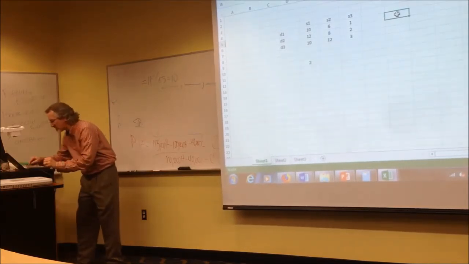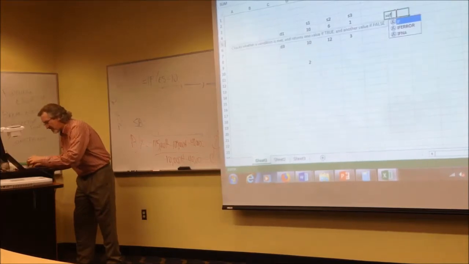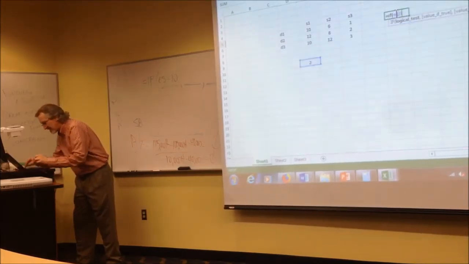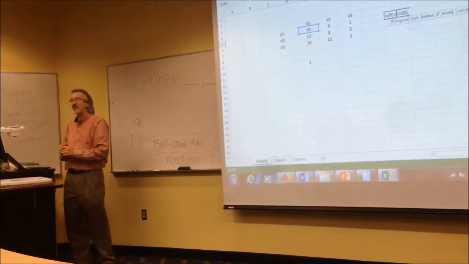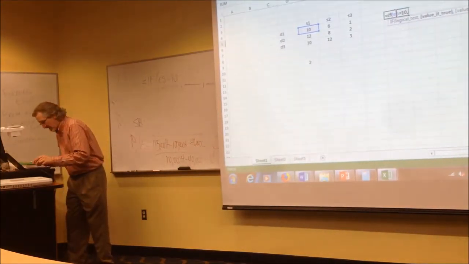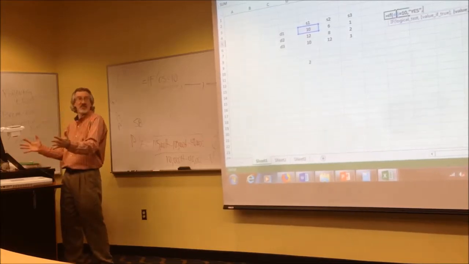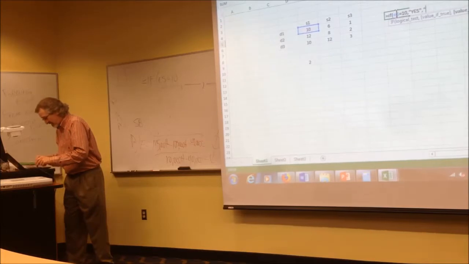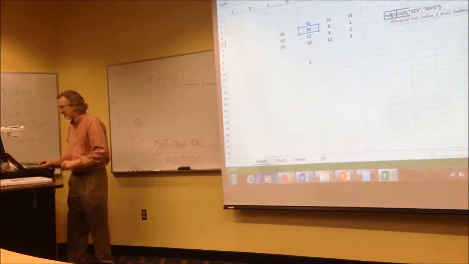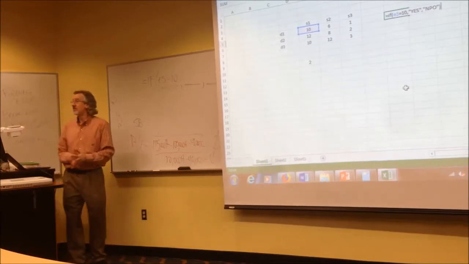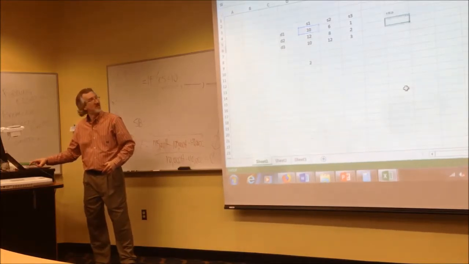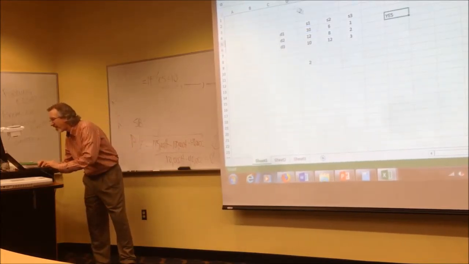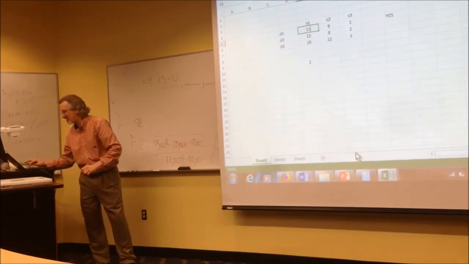So, just to show you how it works, equals IF, parenthesis, E5 equal to 10, comma. It is equal to 10, but I'm going to use quotation marks, "yes", comma. Well, what if it's not equal to 10? "No", parenthesis. All right? What should show up here now if I did it right? Yes. Sure does. Hang on now. What should show up now if I did it right?